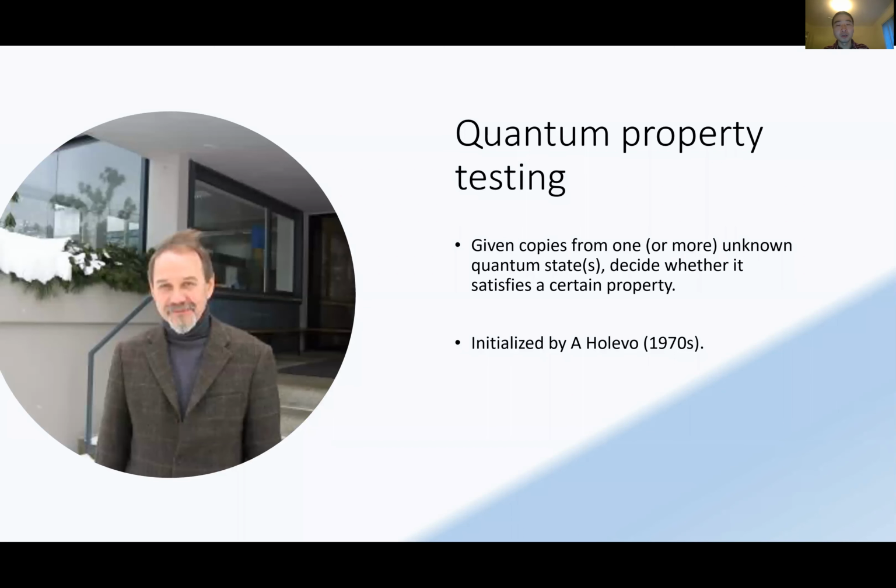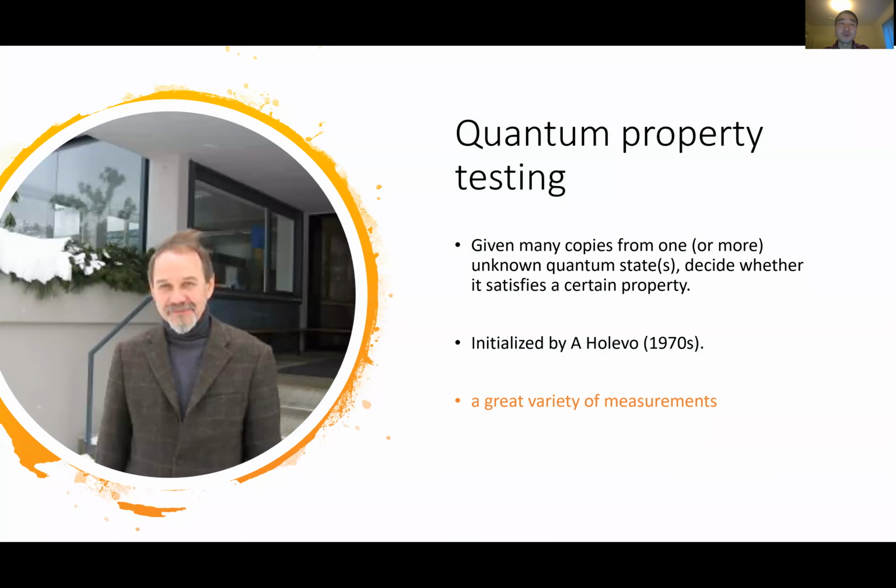Quantum property testing. The problem is, given copies from one or more unknown quantum states, we want to decide whether it satisfies a certain property. This problem was initialized by Alexander Holevo in the 1970s. Different from classical property testing, we have to deal with a great variety of measurements.